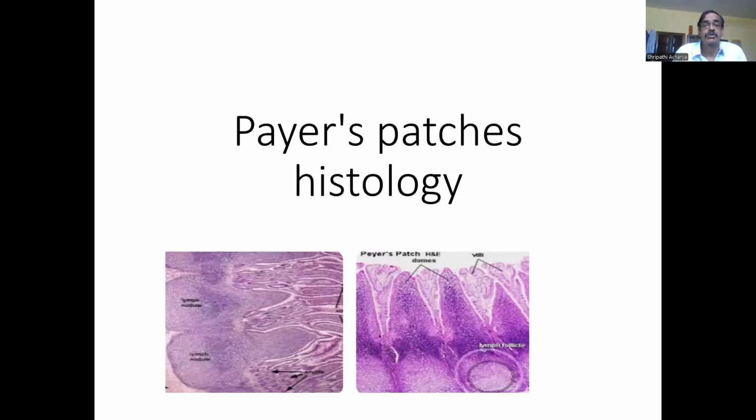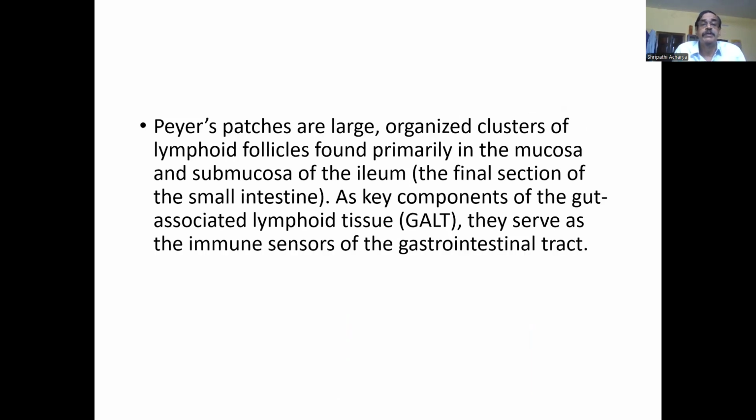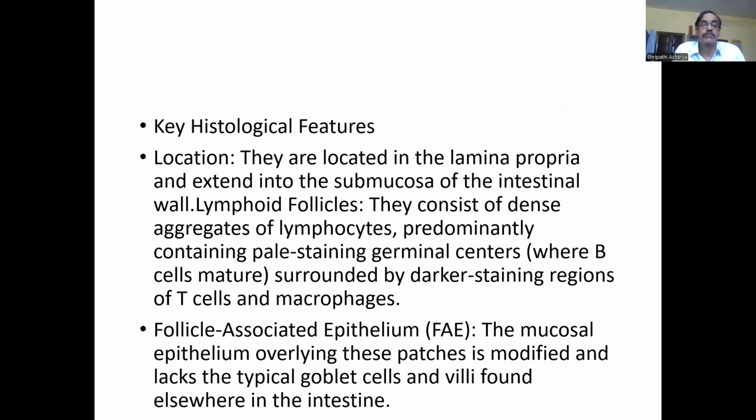Peyer's patches, histology. Peyer's patches are large, organized clusters of lymphoid follicles found primarily in the mucosa and submucosa of the ileum, the final section of the small intestine. As key components of the gut-associated lymphoid tissue, GALT, they serve as the immune sensors of the gastrointestinal tract. Key histological features. Location. They are located in the lamina propria and extend into the submucosa of the intestinal wall.